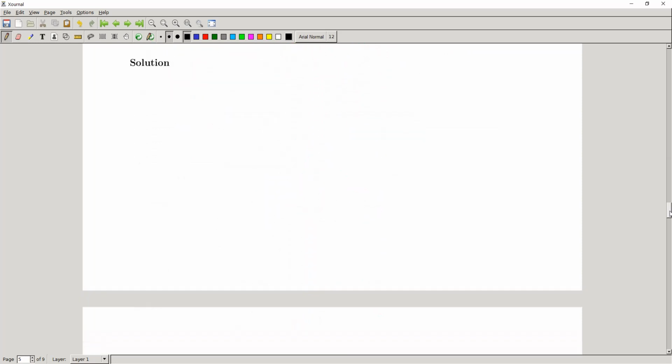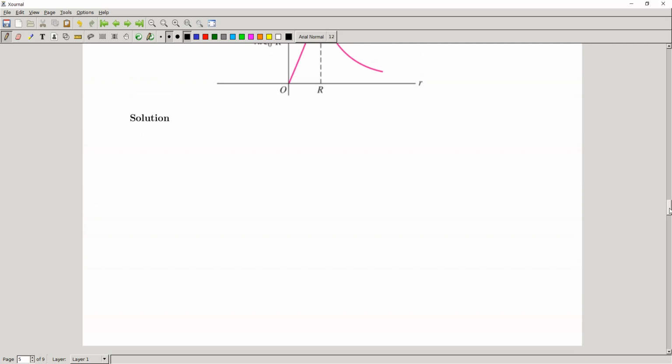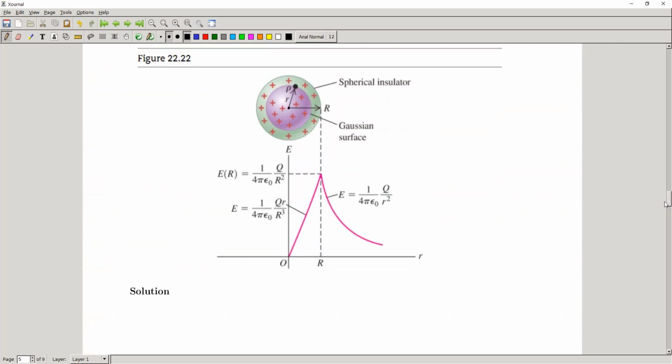So let's take a look at how this is going to work out. I left myself a bit more room here because I think this is going to be a bit longer, but we'll see how it goes. Okay, so the similar idea kind of applies here. We don't have to worry about the direction of the electric field because, again, we have spherical symmetry.